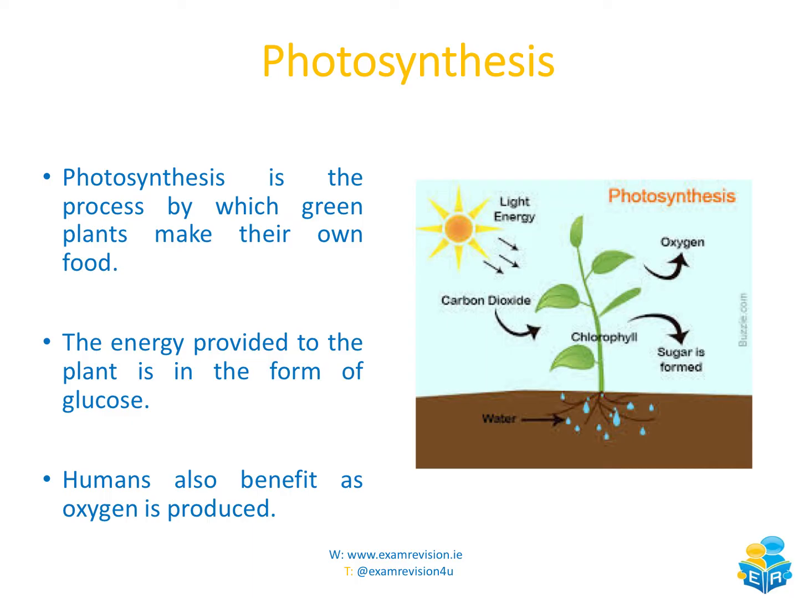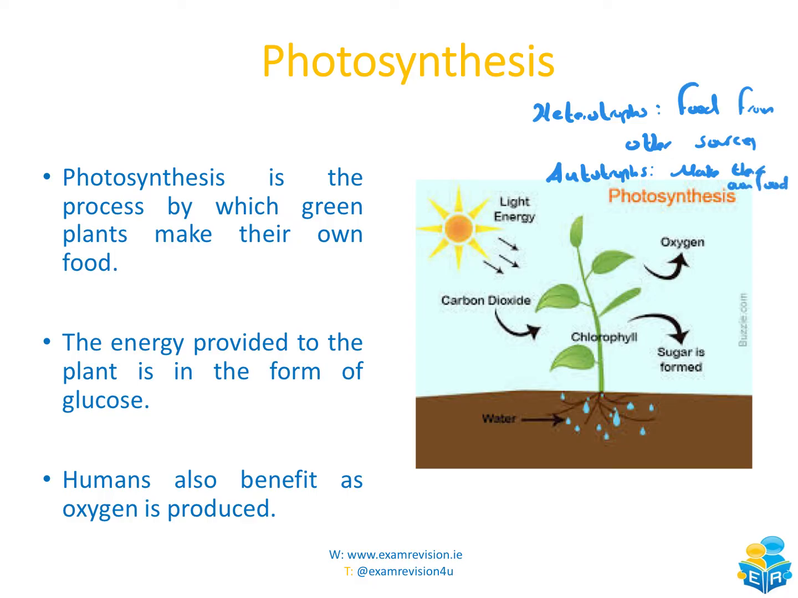Now, photosynthesis itself, why are we focusing in on the leaf and what's so important about photosynthesis for the plants? Now, we are what we call heterotrophs. So as humans, we're heterotrophs because we get our food from other sources. Plants, on the other hand, though, are autotrophs, because they make their own food. So photosynthesis is the process by which green plants make their own food. So plants are autotrophs, they have to make their own food, and it's photosynthesis that they do that in.